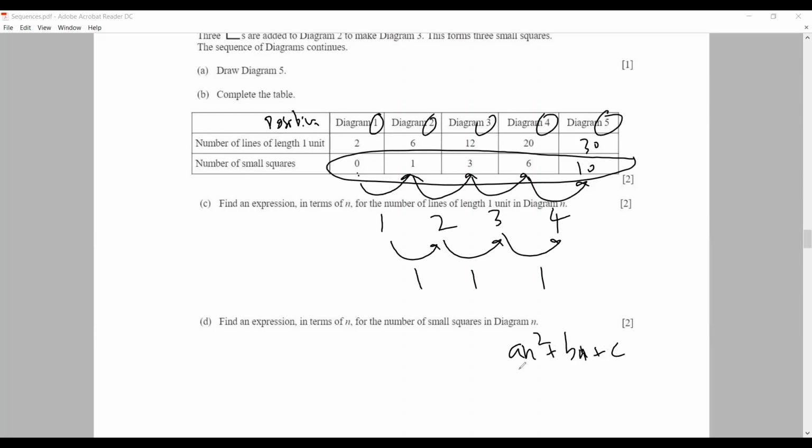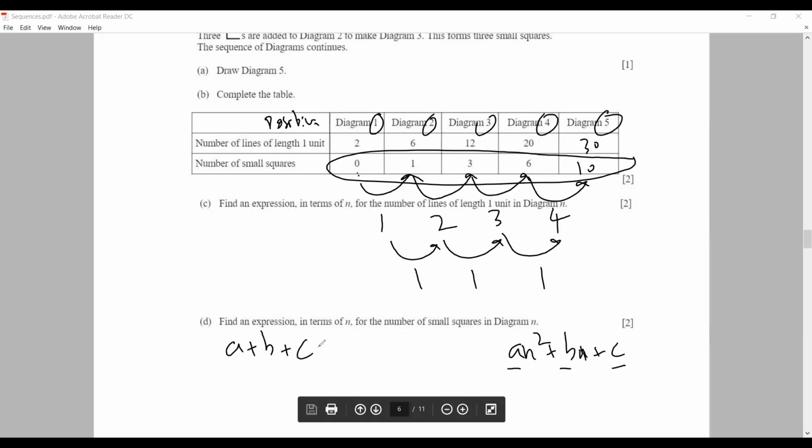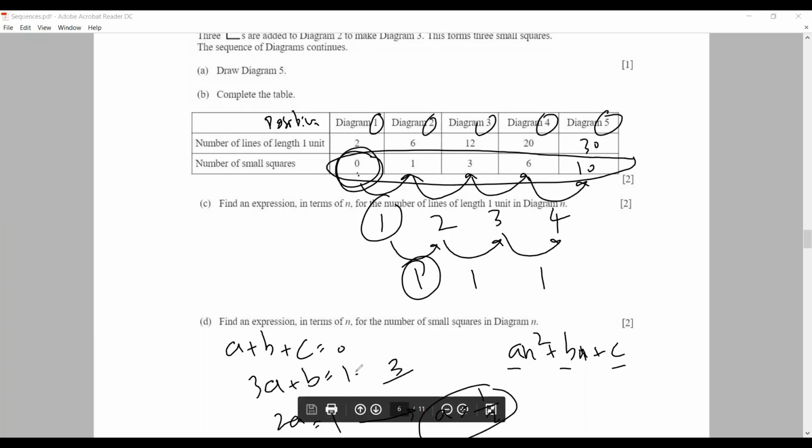I have to find the value for A, B, and C. So you already know what to do. If I add all these three constants, I should get 0, right? And 3a plus b should give me 1, and 2a should give me 1 as well. So the last one gives us a is half. So if a is half, substitute in the second one, 3 half plus b is 1. So b is negative half, right? B is negative half. And then a is half, b is negative half, c must be 0.